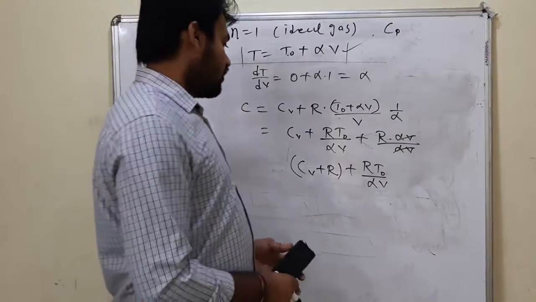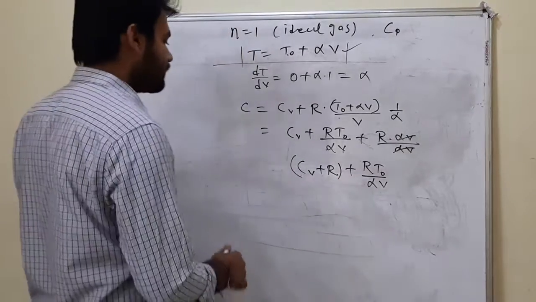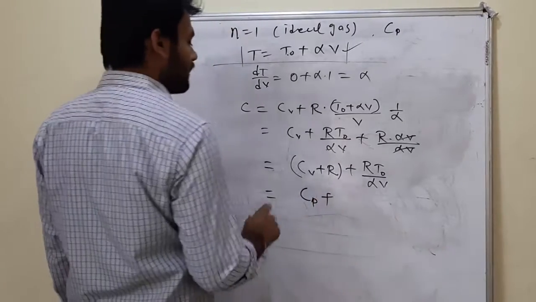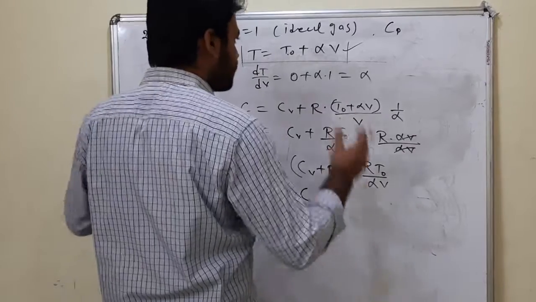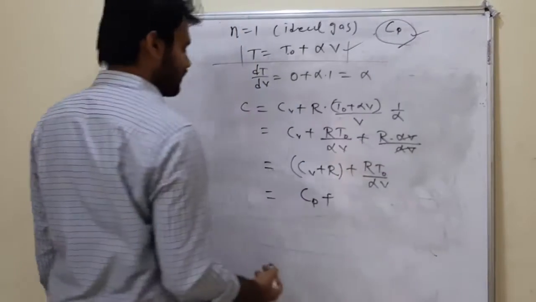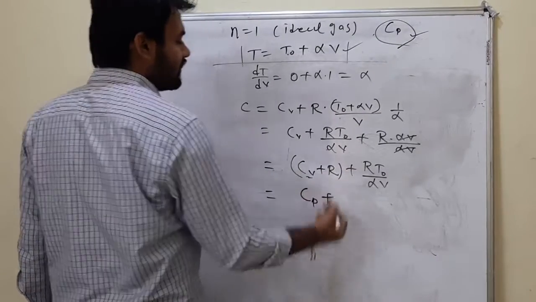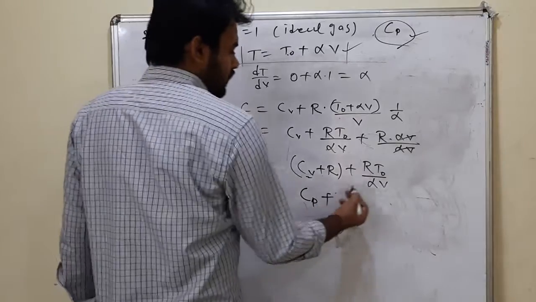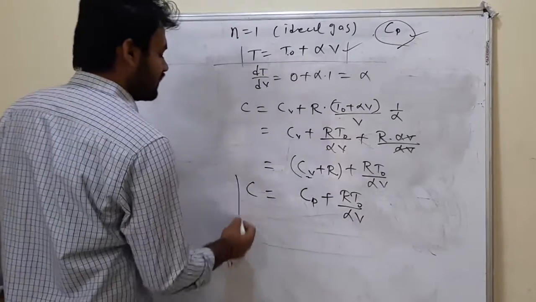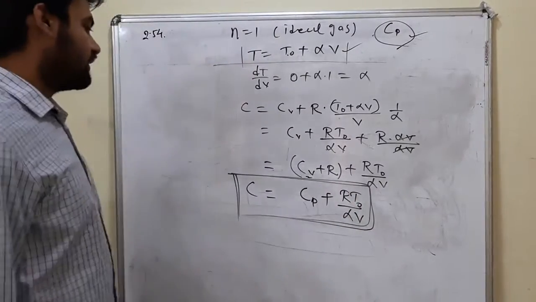And from Mayer's relation we know that the value of cv plus R is cp. Remember, we have to write each and every answer of this question in terms of cp only, because this is the only term given in the question. We cannot write the answer in this format, because cv is involved. So it is cp plus RT naught divided by alpha V. This is the answer for one of the questions, that is C.